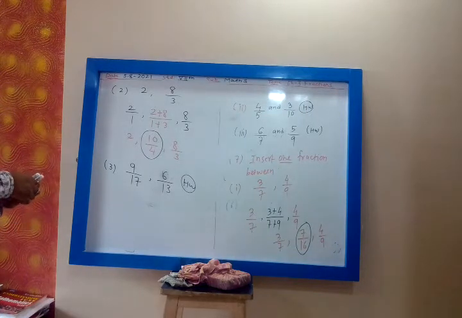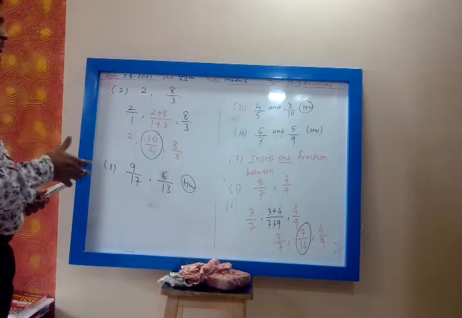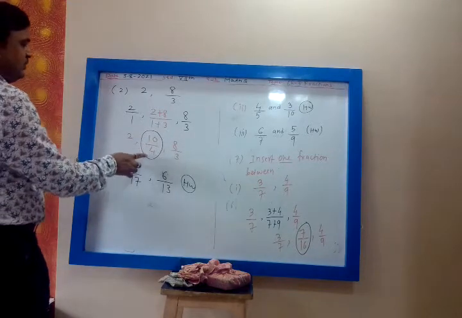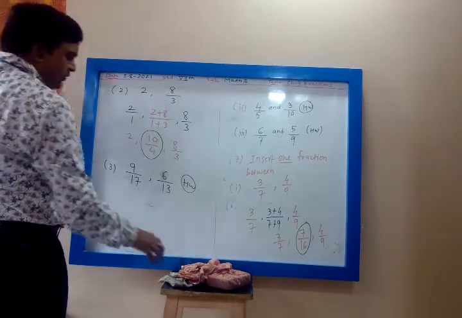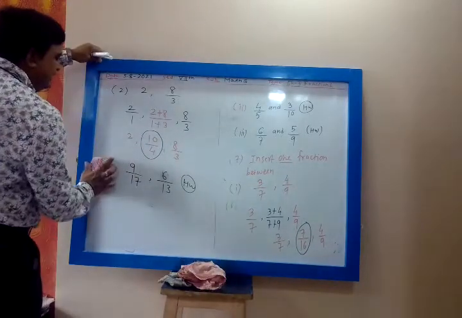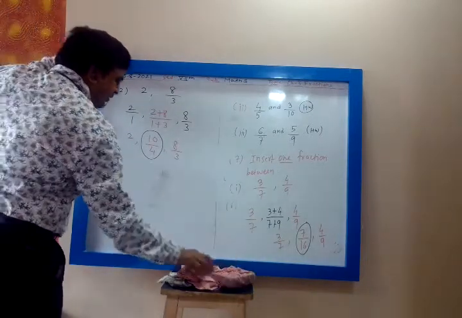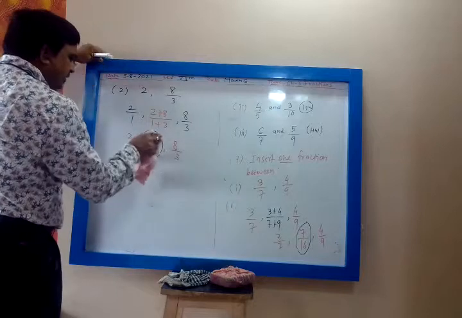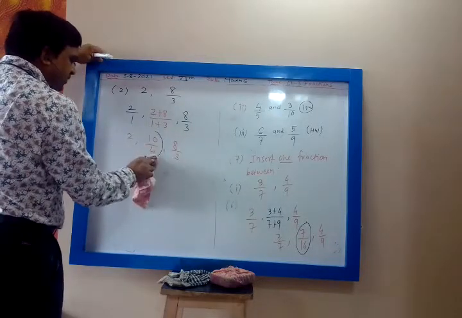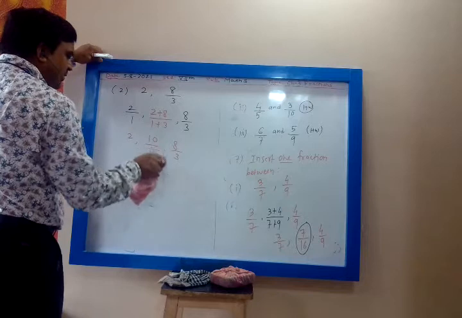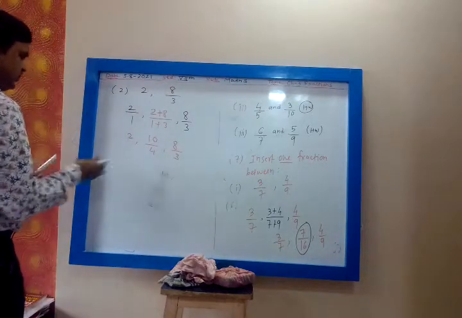But see, yes, but my dear, you have to write down this. See, this is 10 upon 4. You have to write down this in the lowest term. So this is 10 upon 4, no? 10 upon 4. So this is 2.